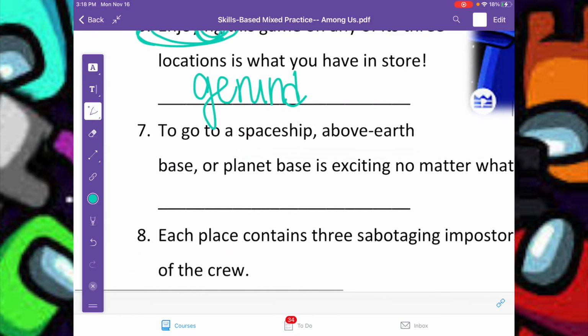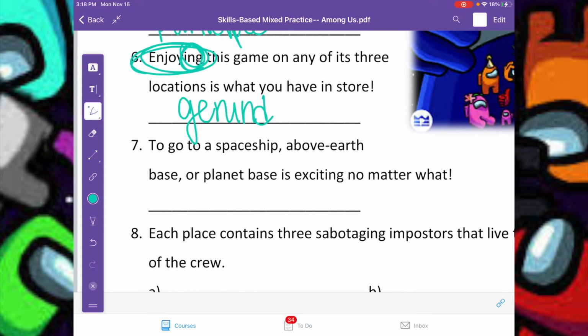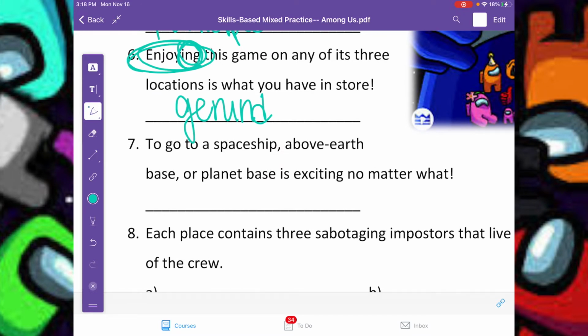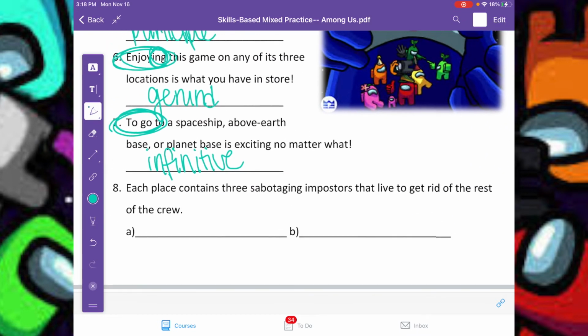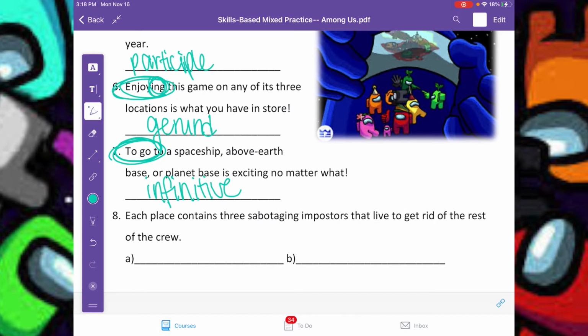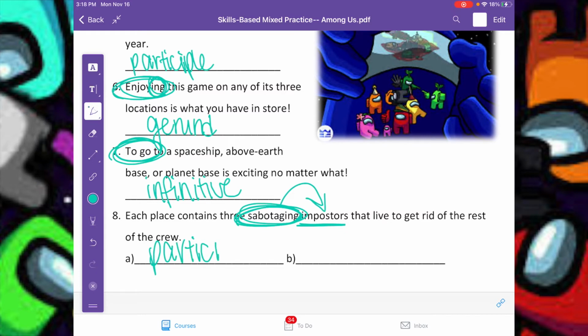Number 7, to go to a spaceship above Earth base or planet base is exciting no matter what. To go, to plus a verb. This is an infinitive. Number 8, each place contains 3 sabotaging imposters that live to get rid of the rest of the crew. Here, sabotaging, you can sabotage something. Here, it's describing the imposters. So since it's functioning as an adjective, this one is a participle. We also have to get, to plus a verb, infinitive.